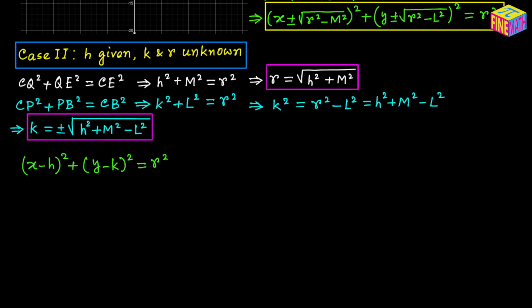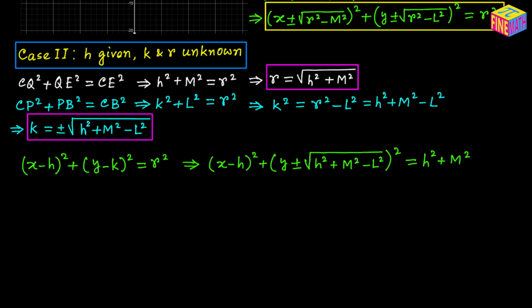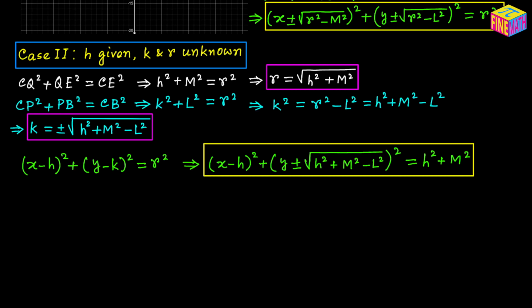So let's begin with the fundamental equation: x minus h whole squared plus y minus k whole squared is equal to r squared. And let's plug in the values of k and r. So from here our equation will look like x minus h whole squared plus y plus or minus square root of h squared plus m squared minus l squared whole squared is equal to h squared plus m squared. And that is the set of the 2 equations of the 2 possible circles when h has been provided but k and the radius are unknown.